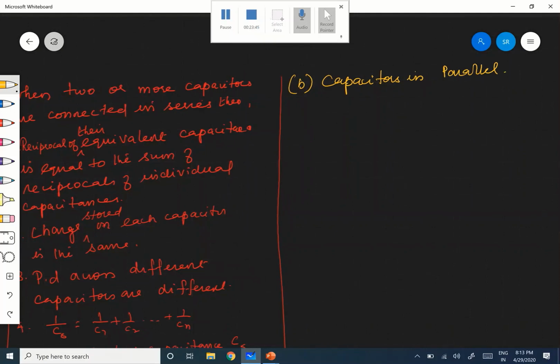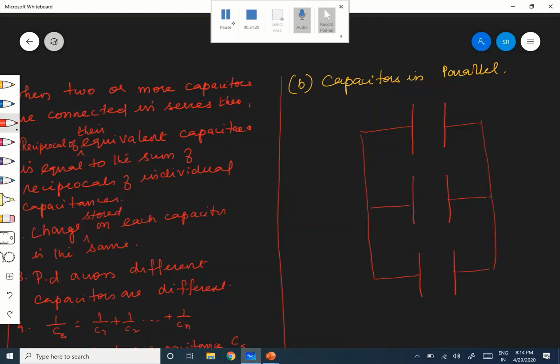Okay, very simple here. Parallel combination. All are connected in parallel, just like the parallel combination of resistors, here it is capacitors. Both the plates are connected with each other. All the three left plates are connected with each other, and all the right plates are also connected with each other. Therefore you can say this is a parallel combination.